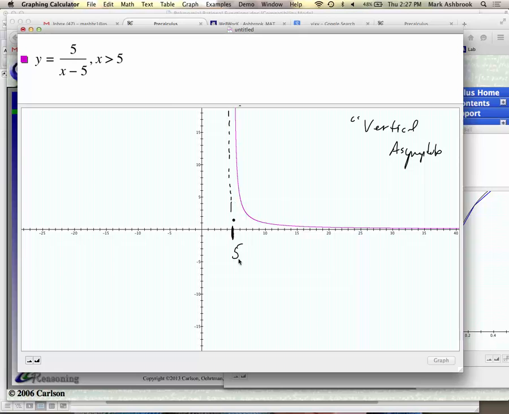But as you get close to 5, the function just gets very, very large. The closer you get, the larger the value gets. This is the idea of a vertical asymptote. Okay? And so vertical asymptotes then are what? They show up at the roots of the denominator function.